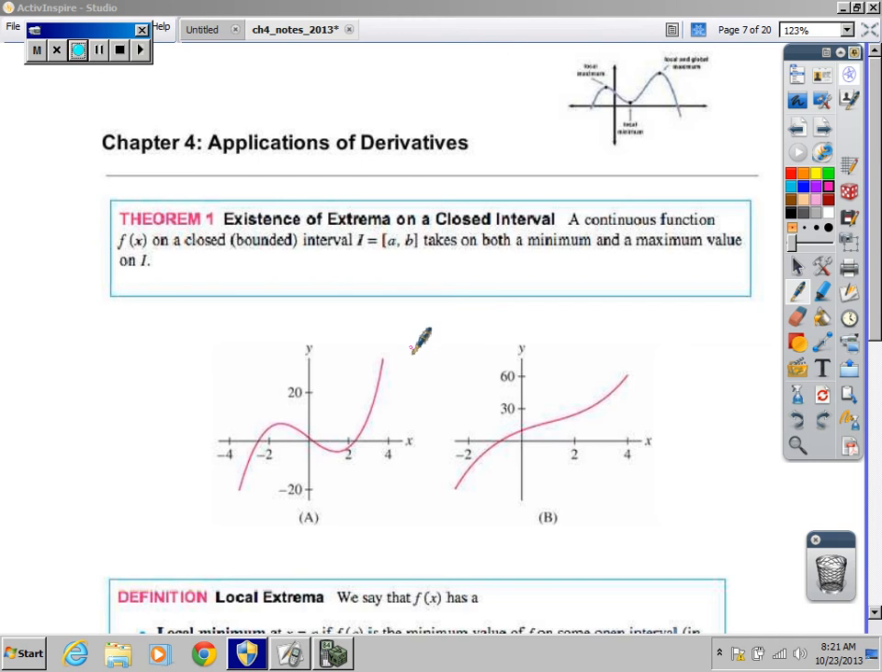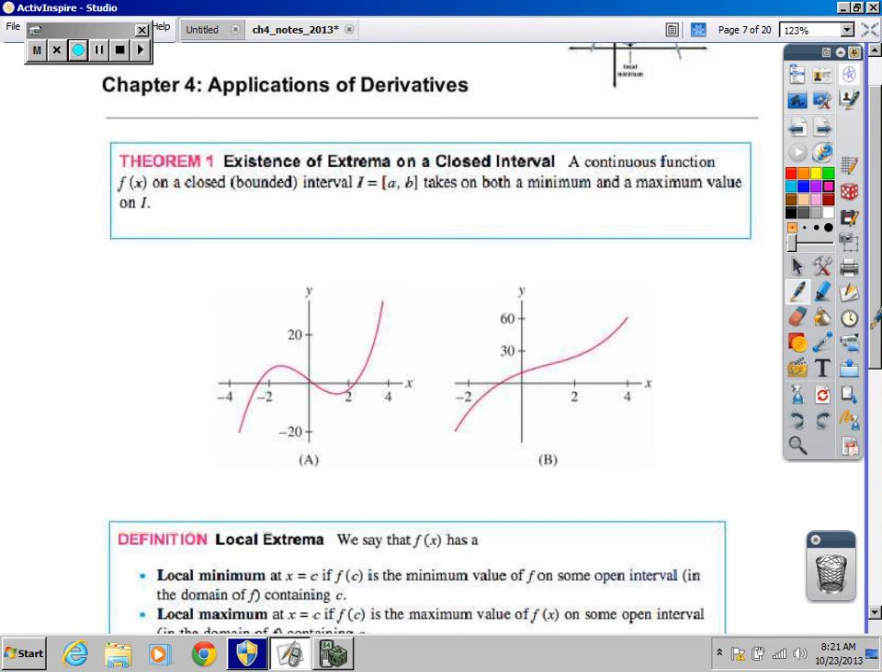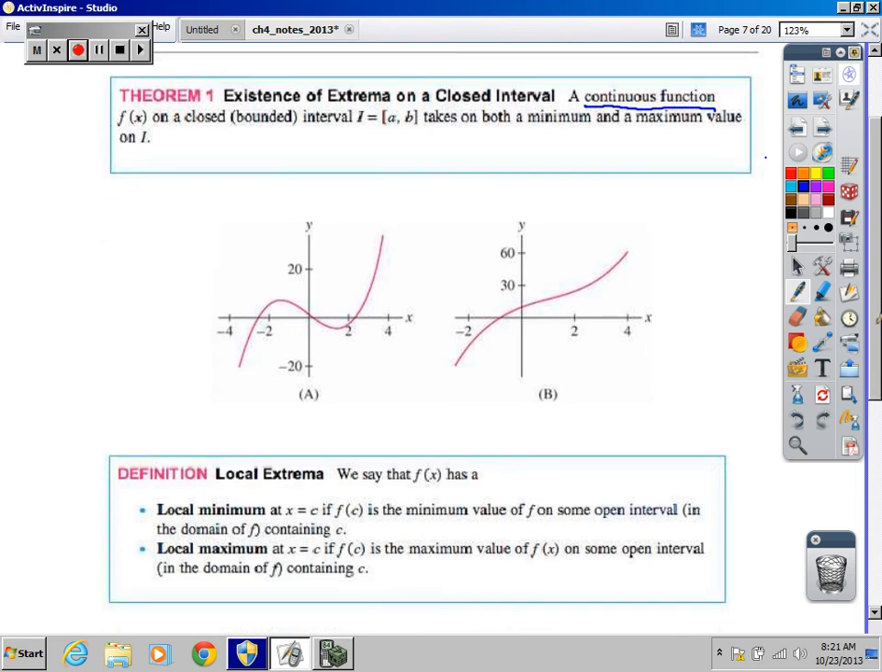On page 2 then, we have the applications of derivatives. It says the existence of extrema on a closed interval. A continuous function on a closed bounded interval takes on both a minimum and a maximum value on that interval. So what this theorem says, like what we talked about earlier, is if you have a continuous function on an interval, there must be an absolute max and an absolute min.